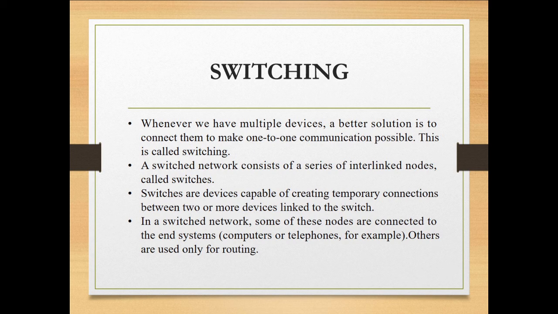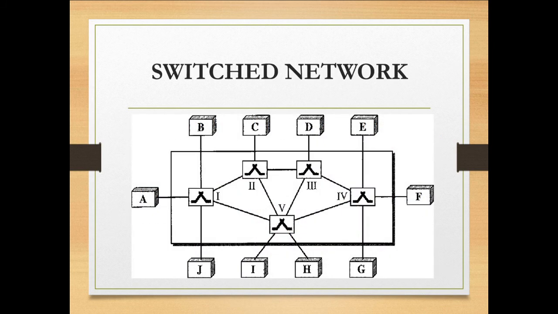In a switched network, some of these nodes are connected to the end systems, such as computers or telephones. Others are used only for routing. In this example, you can see A, B, C, D, E, F, J, I, H, G. All these are the end systems. It could be computers or any host or telephone, whatever. And 1, 2, 3, 4, 5, those are the switches. Here these are directly connected to the host, as well as there are connections between the switches too.